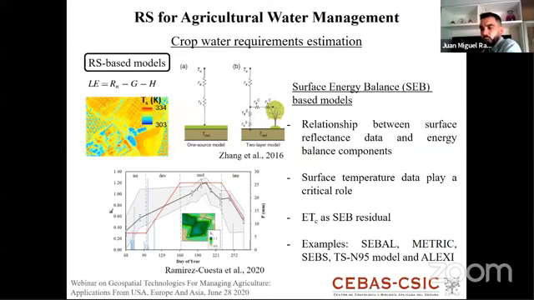Within this kind of models, we can distinguish between one-source or two-source models, depending on whether they differentiate between the surface energy transfer of the soil and vegetation subsystems or not. Examples of this kind of models are the Surface Energy Balance Algorithm for Land, Mapping Evapotranspiration with Internalized Calibration, Surface Energy Balance System, Two-Source Energy Balance (TSEB), and Atmosphere-Land Exchange Inverse models.